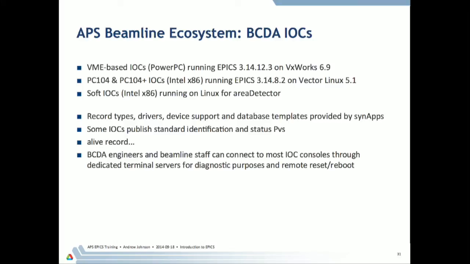Tim tells me that not all of the IOCs, but some of the IOCs do actually also publish their standard identification and status PVs, and I'm obviously meant to fill out that bullet point and didn't. They have this thing called the Alive record, which is just coming in to, again, provide status of what the IOC is doing, I think, and make sure it's still working. And similarly to the Accelerator then, there are terminal servers for most of the IOCs so that you can access the console and do remote diagnostics and remote reset as necessary.